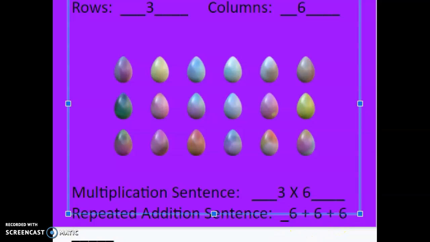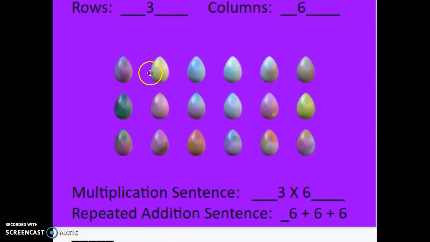So I should see 6 plus 6 plus 6. And in this case, I can easily find my answer by either counting all together how many, or I could count by my sixes. So 6 plus 6 plus 6, because I have 3 groups of 6 or 3 rows of 6. So I can relate this back to my grouping and do my repeated addition sentence. So 6 plus 6 is 12, plus 6 more is 18.